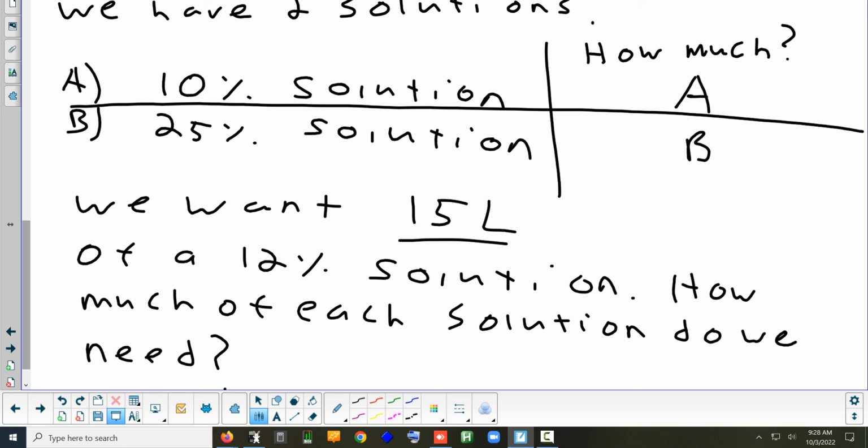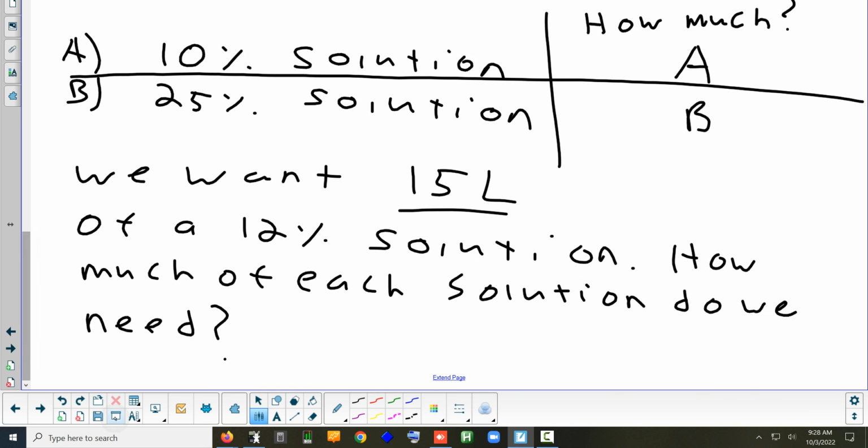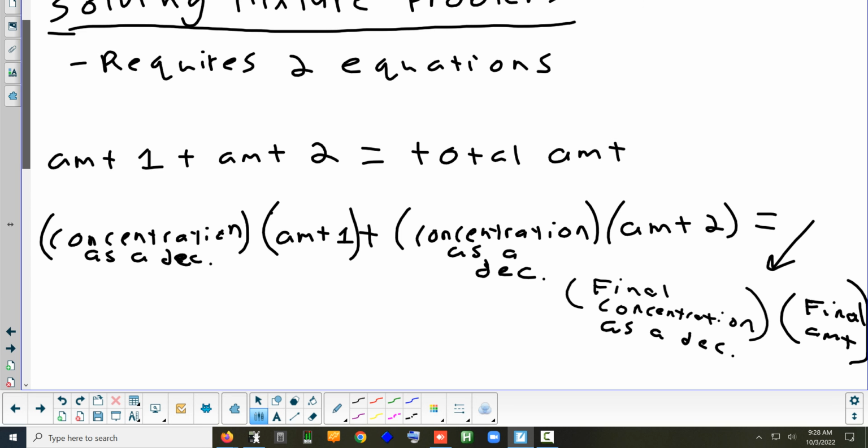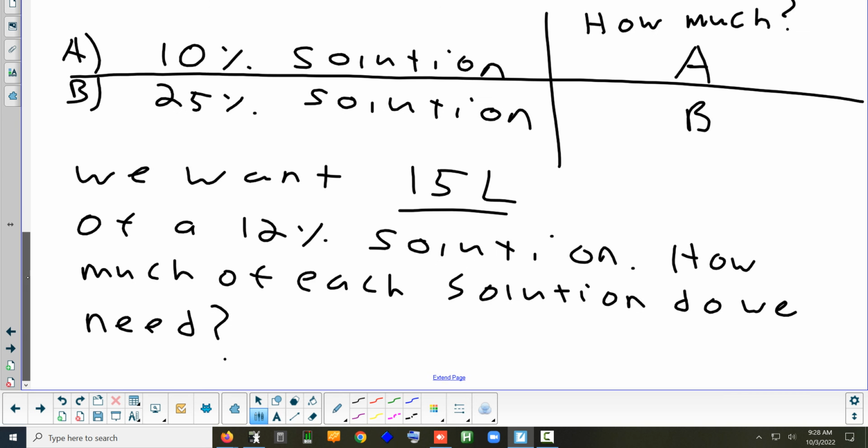Now, when we total up how much of A and B we mix together, what do we want the total to be when we're done making this mixture? We want the total to be 15. That's our first equation. A plus B equals 15. That represents the total.